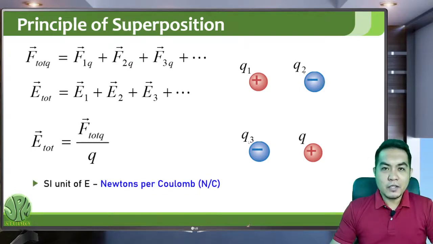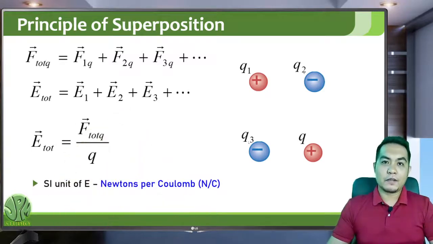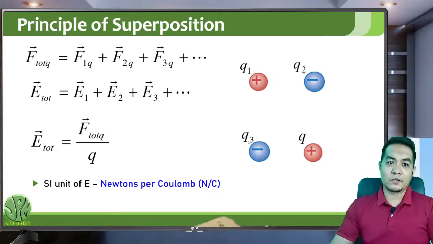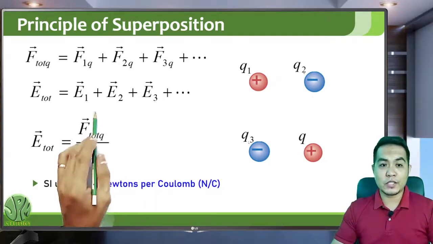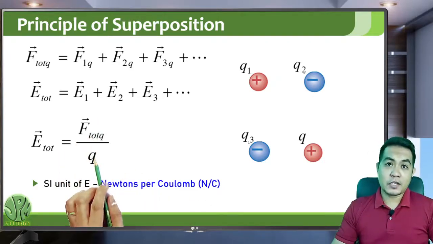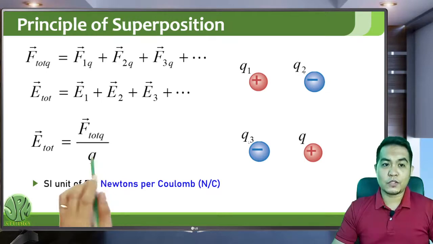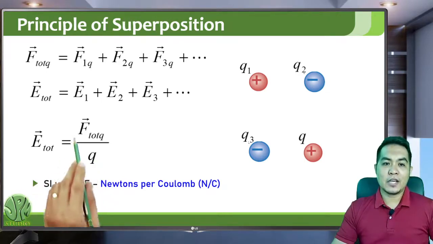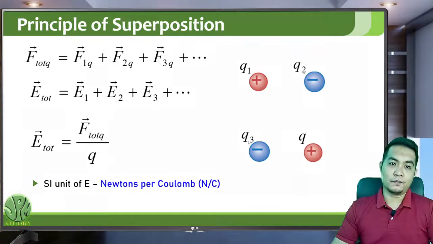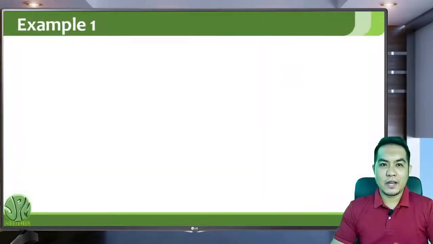So from here, I will now define the unit for electric field. Force has a unit of newtons. Q, the charge, has a unit of coulomb. So therefore, the unit of electric field is newtons per coulomb. Okay, let's have an example.